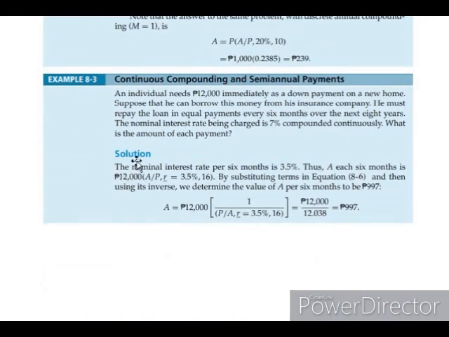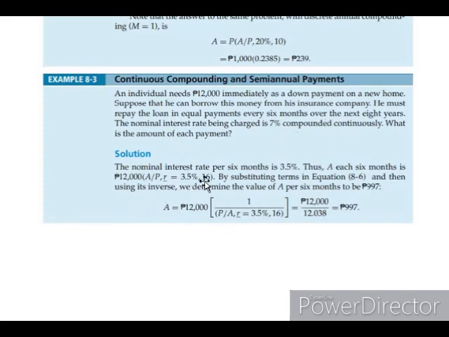Next, example 8-3, continuous compounding and semi-annual payments. An individual needs 12,000 pesos immediately as a down payment on a new home. Suppose that he can borrow this money from his insurance company. He must repay the loan in equal payments. Okay, so A na naman yung hanapin, every 6 months. So, every 6 months, semi-annual yun. Over the 8 years, the nominal interest rate being charged is 7% compounded continuously. What is the amount of each payment? Okay, so hanapin natin yung A na yon.